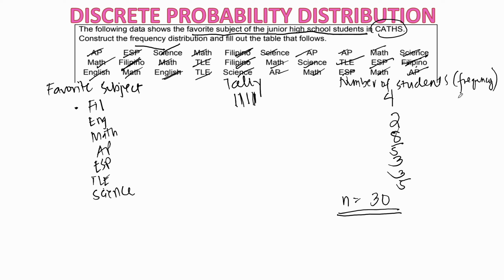Yan lang muna naman yung pinapagawa. Sabi, frequency distribution lang naman. Okay? So, yun lang ha. Magtatali ka lang, magbibilang lang, at maging maingat lang pagdating sa ganitong activities. Okay? I think that is your activity.